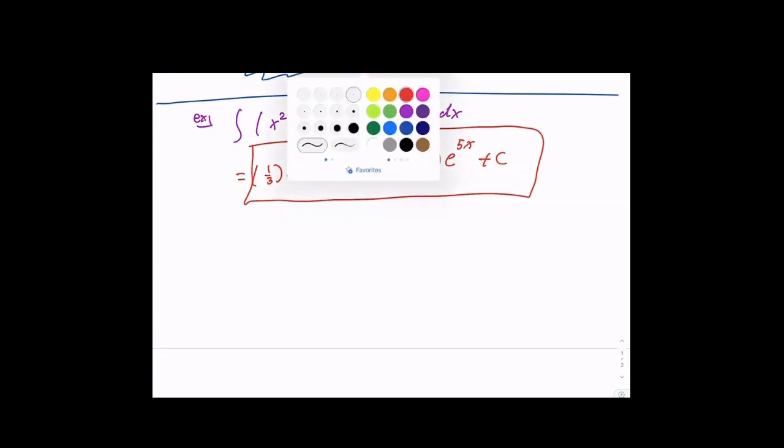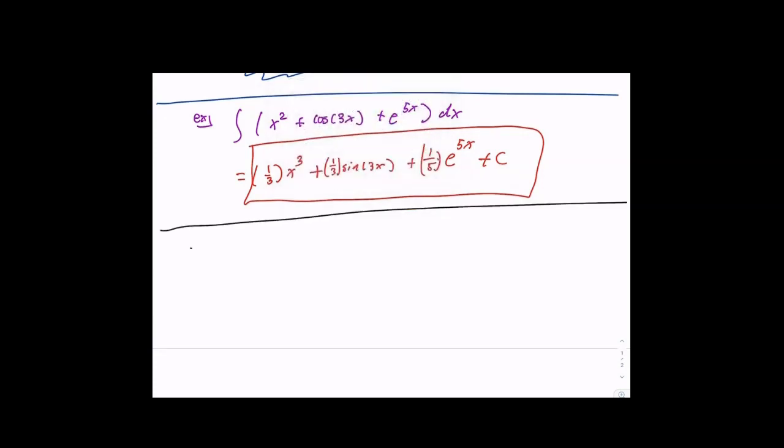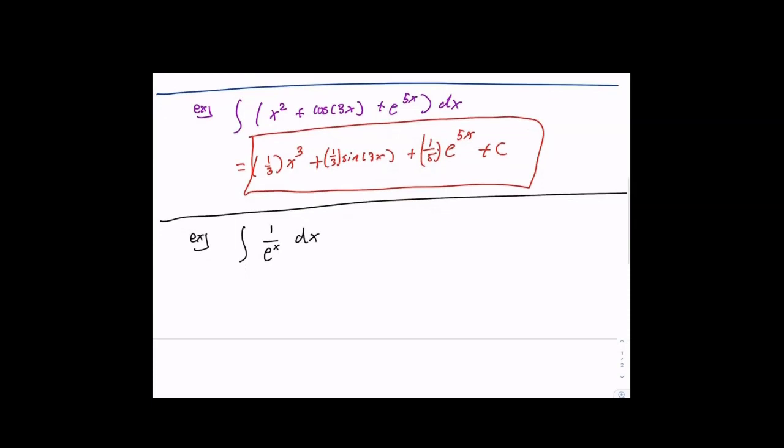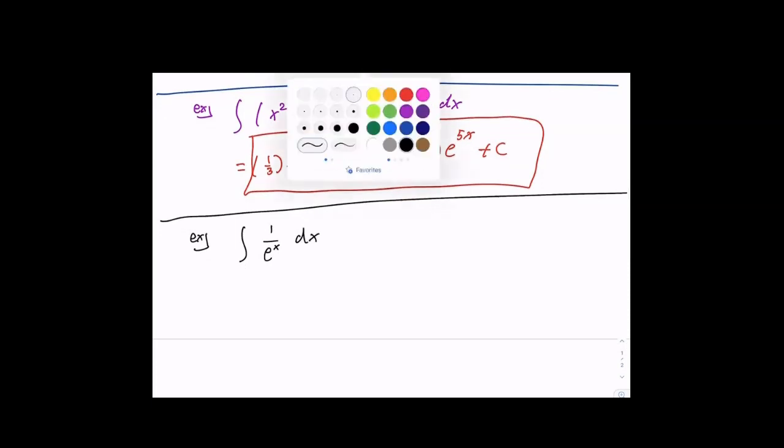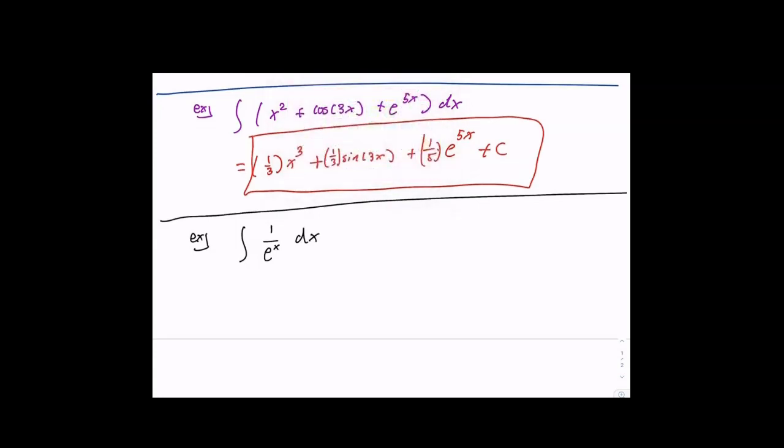Let's see how you do with this following example problem. What is the integral of 1 over e to the x dx? Let's see how the stuff I've taught you beforehand teaches you to do with this problem. So what do I get? What do I do? What do I get? Would you make it calculus friendly?